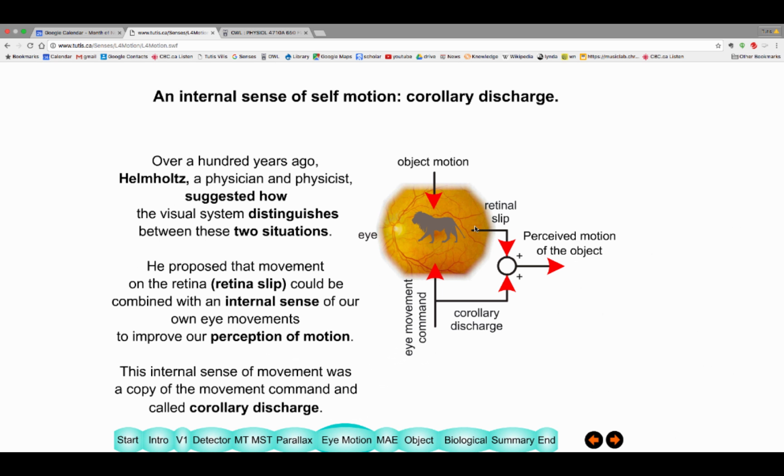This circuit also gets information from how much things are slipping on the back of the eye, whatever the back of the eye sees, and sends that signal to the brain. This area compares these two pieces of information, and this comparison produces a signal which is the object's true motion. So it takes away whatever motion is due to you by doing this comparison, this corollary discharge.